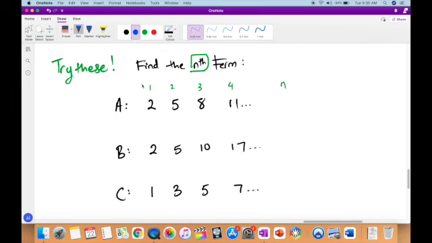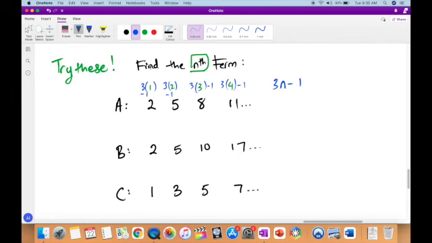Right? But what if I multiply by 3? 3 times 1 is 3, minus 1 will give me 2. Okay, so let me try multiples of 3 here. 3 times 2 is 6, minus 1 is 5. Okay, 3 3s are 9, minus 1 is 8. Yes. And 4 3s are 12, minus 1 is 11. So I could safely say that this first sequence is going to be 3 multiplied by n, minus 1. And I could get any term in the sequence I want from that.